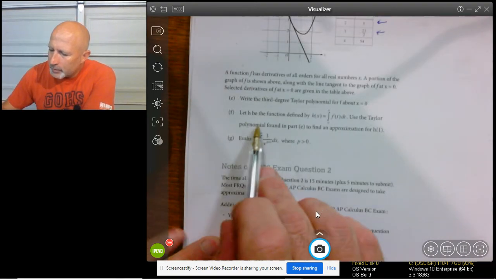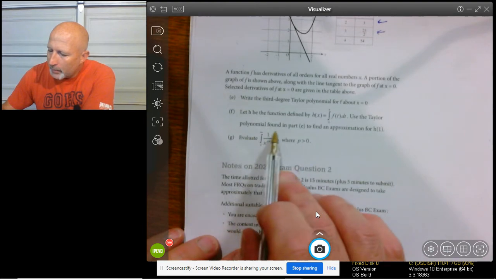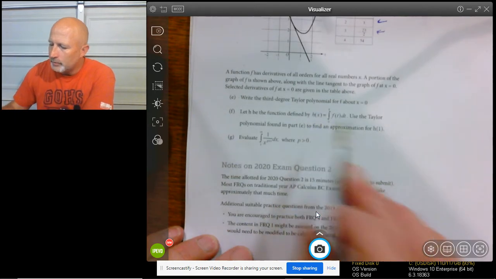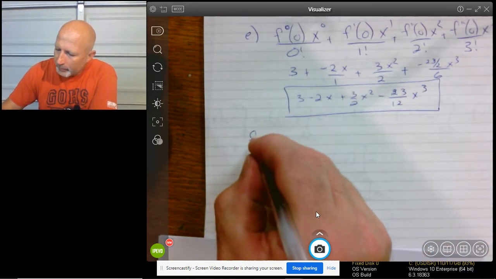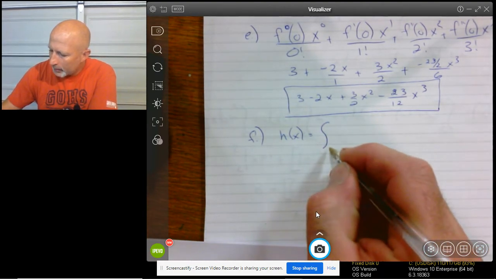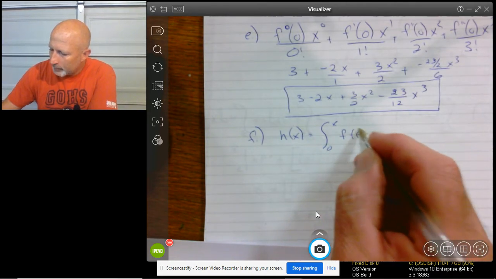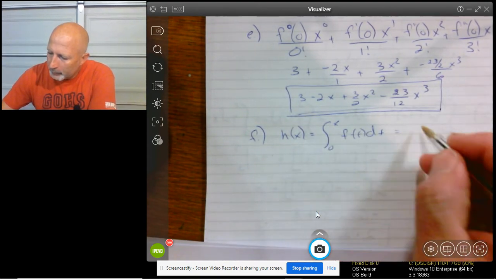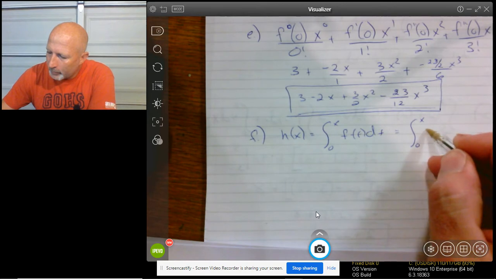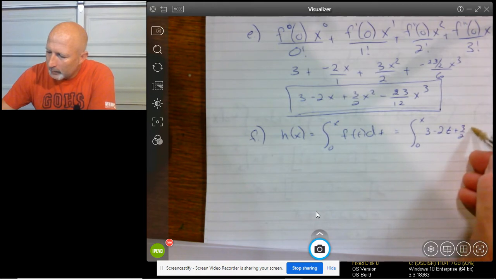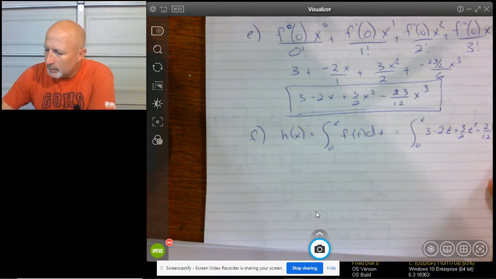Part F: let h be the function defined by this. Use the Taylor polynomial found in part E, so the thing we found up there, to find an approximation for h of 1. So what is h of 1? We're going to have h of x equal to the integral from 0 to x of f of t dt. But what do we know the approximation for f of t is? It's right here. So this is the integral from 0 to x of 3 minus 2t plus 3 halves t squared minus 23 over 12 t cubed dt.